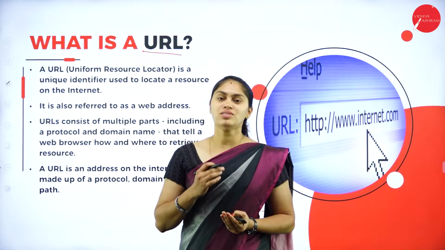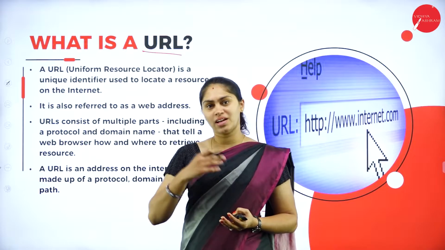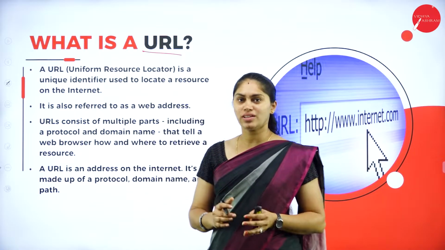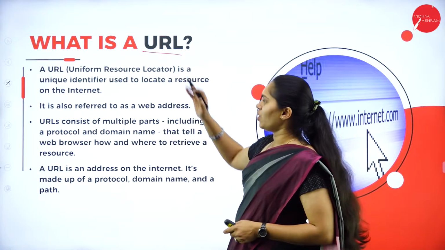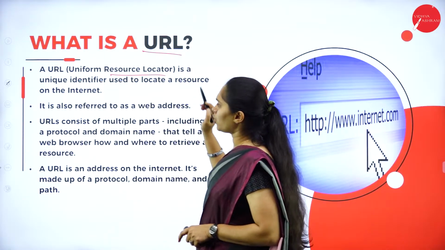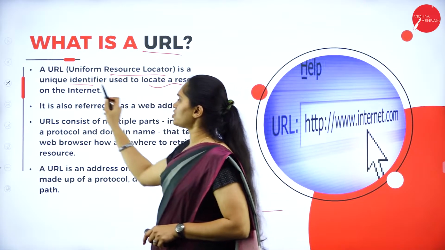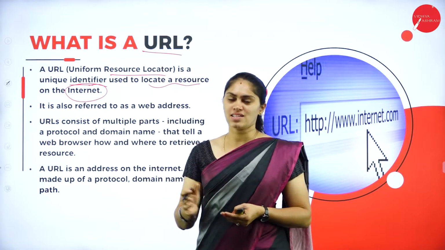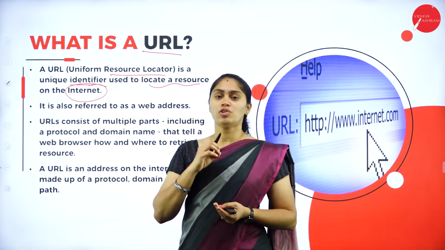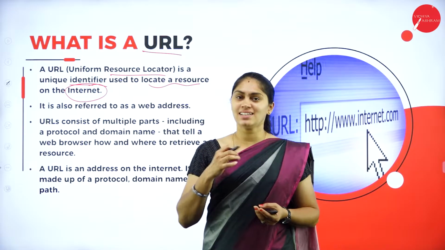Then we have to see the path, or we should know the location of the data wherever it is on the web. That location is identified with the help of this URL, or Uniform Resource Locator. It's a unique identifier used to locate a resource on the internet. The internet is very large, so in that we should find out where our data is, what we are seeking, and how the server is getting that data for us.